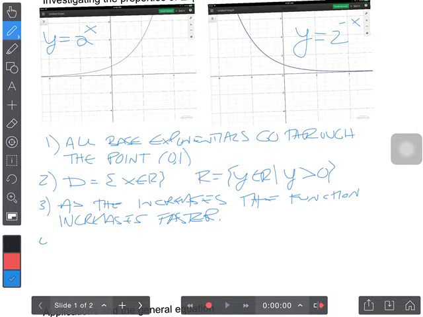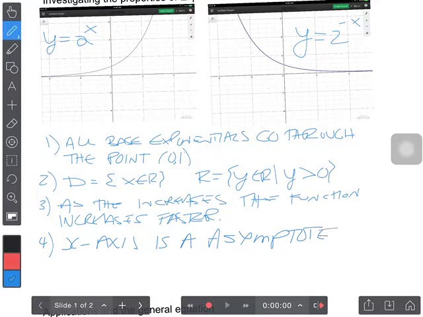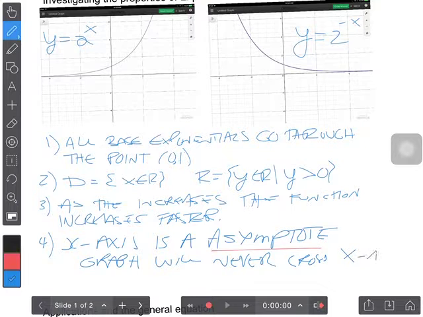And the fourth property, we talked about the x-axis. The x-axis is what we call an asymptote. An asymptote is a line that a graph will never, ever, ever cross, and it's spelled really funny. So there's asymptote for you. So the x-axis is an asymptote. The graph will never cross the x-axis. Okay, so those are the base properties I want you to take from this.